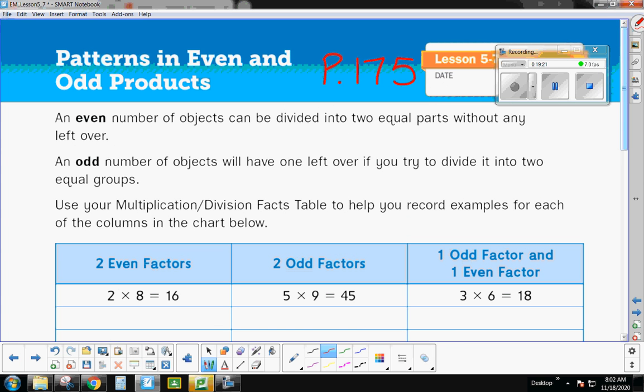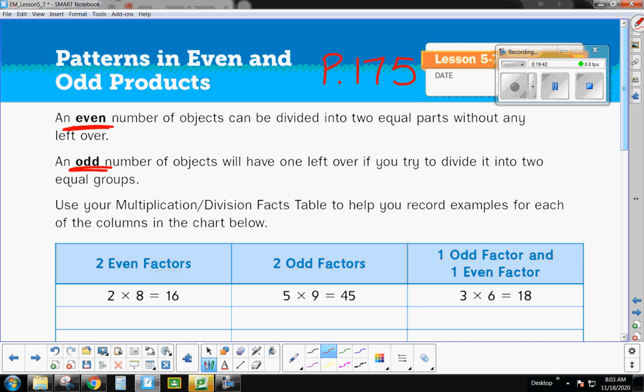All right, now an even number of objects can be divided into 2 equal parts without any leftovers, right? We know that. When it's even, we can divide it into 2 groups with nothing left over. But an odd number of objects will have 1 left over if you try to divide it into 2 equal groups. And we know that. We've looked at evens and odds a lot.